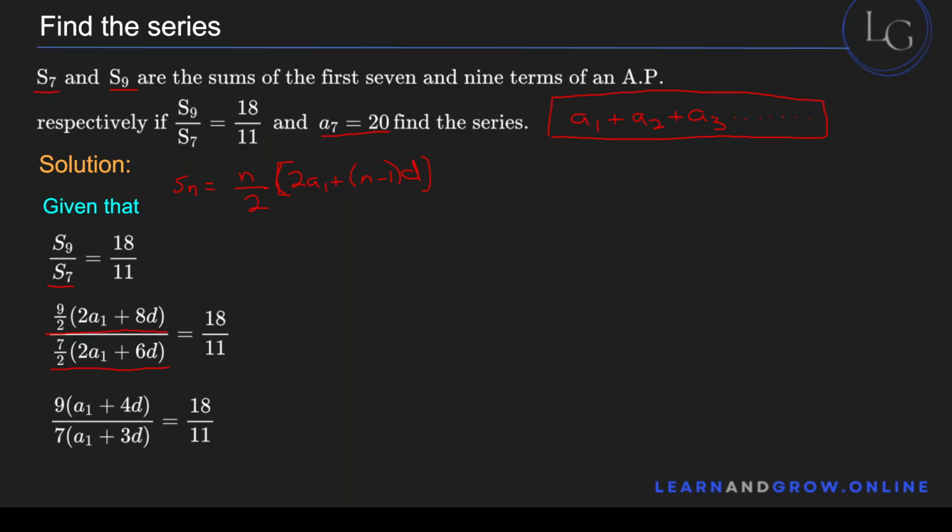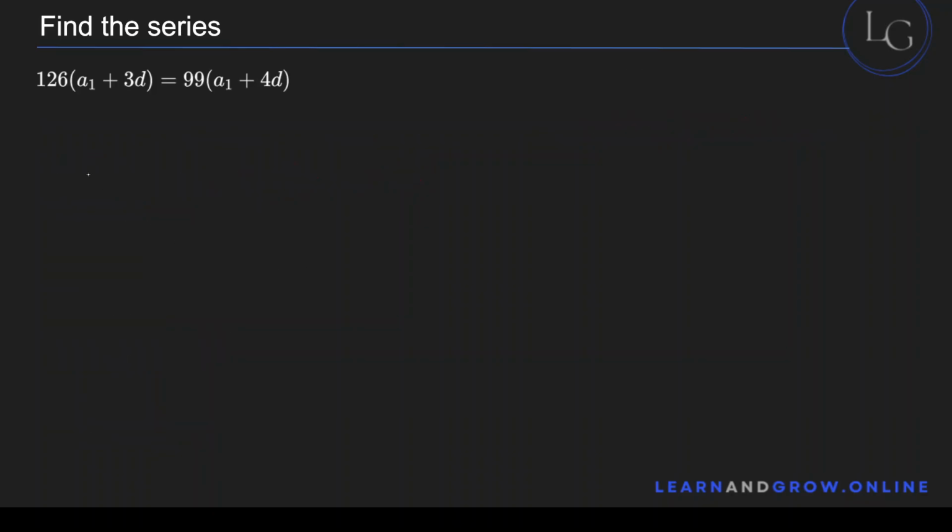Now, the 2's here will be cancelled out. And the remaining terms will be written down like this. And so you'll cross multiply them now. So you'll multiply 11 with this expression, and you'll multiply 18 with this expression. So this is what you'll get. And when you expand it, you'll get this. And upon further simplification, you get this equation.